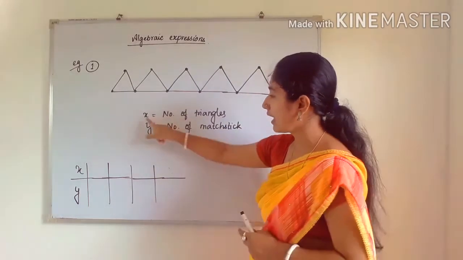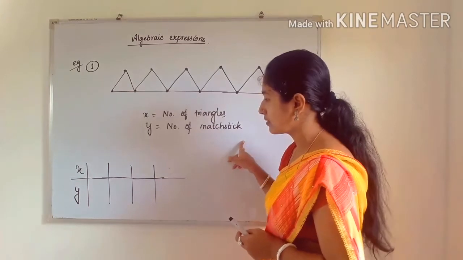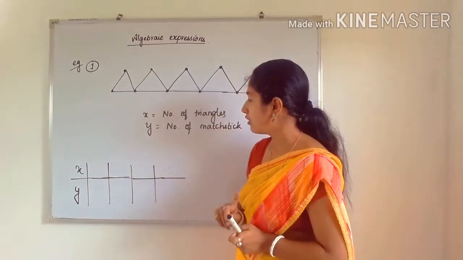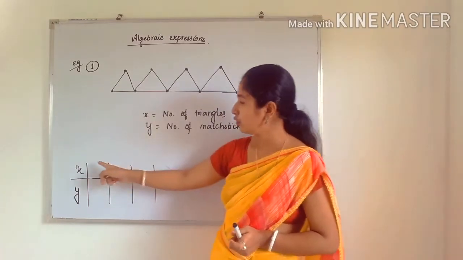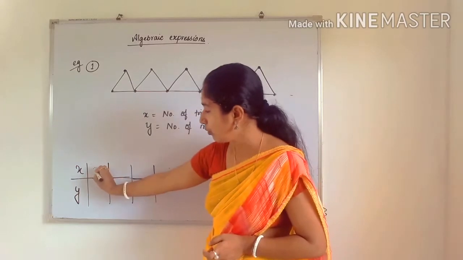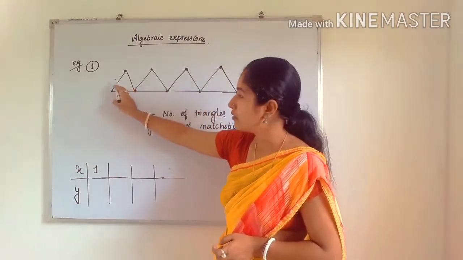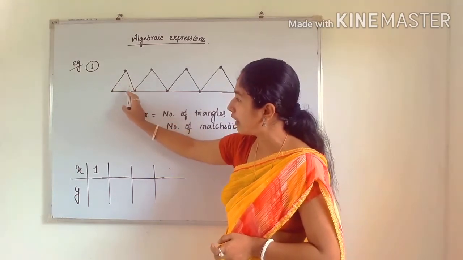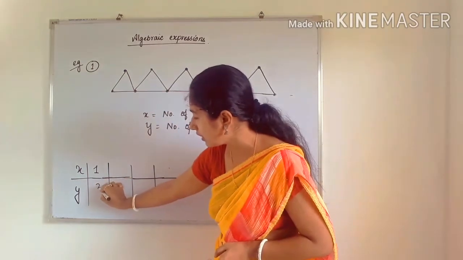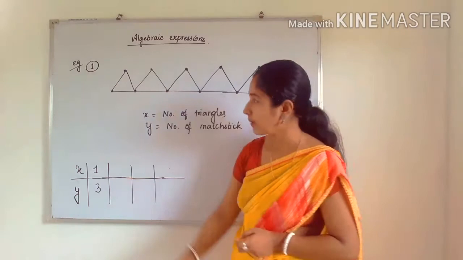So we have to take a variable. I am taking X as the number of triangles and Y as the number of matchsticks. And like this I have made 2 rows. Now in the first row we have to write the number of triangles. So first I am writing 1, because in the first case we have only one triangle. You can see the first triangle we are forming using 3 matchsticks. So here in place of Y we have to write the number of matchsticks, that is 3.